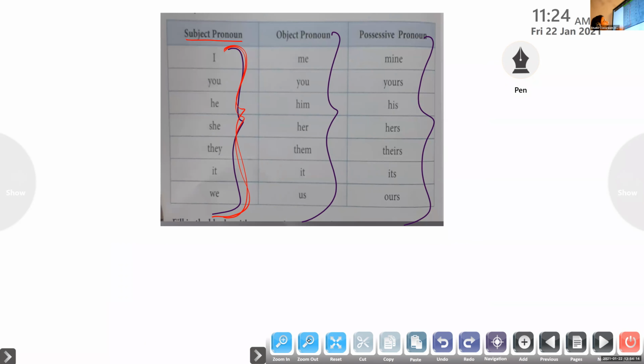Then the other form is the object pronoun. They are the receiver of the action. Keep the common or main pronouns as they are. Is that clear? So for I, it is me. For he, it is him. She, her. They, them. And we, it is us.